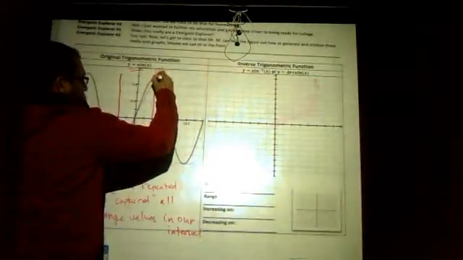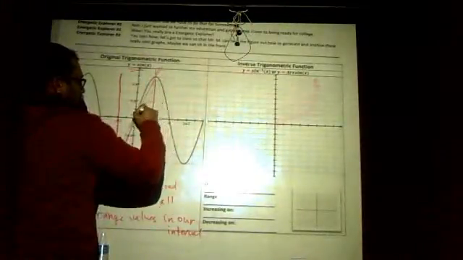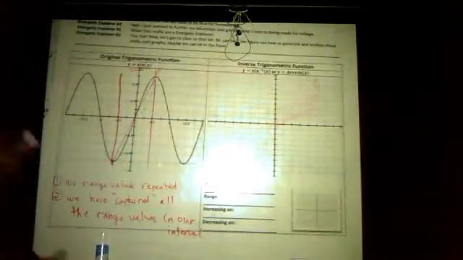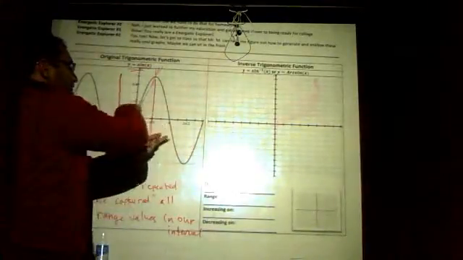Let's check it out on the same graph. So if we were to reflect this, it would look something like that. However, whenever we do the inverse, what happens to the x's and the y's? The x's and the y's switch.